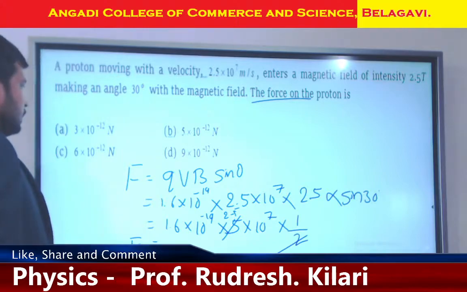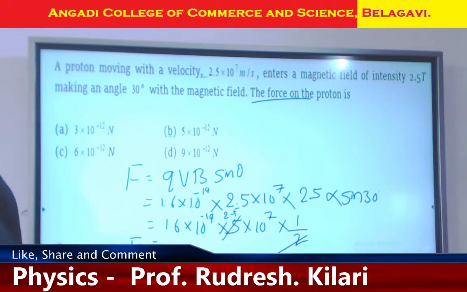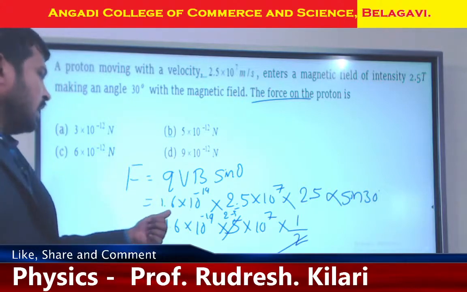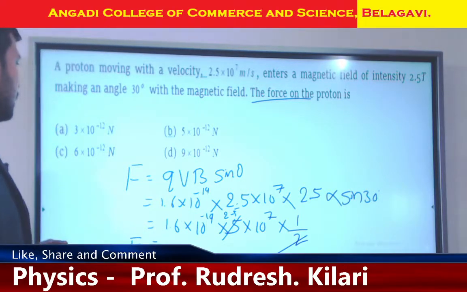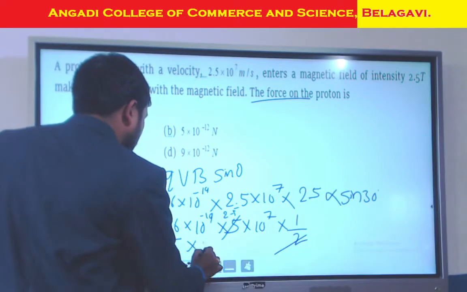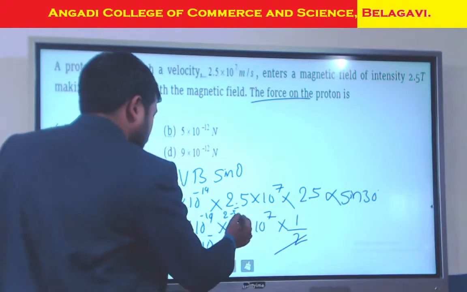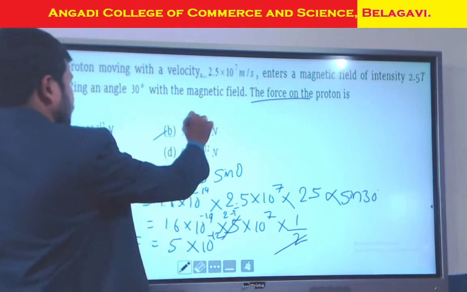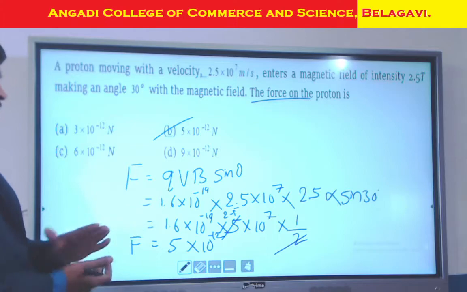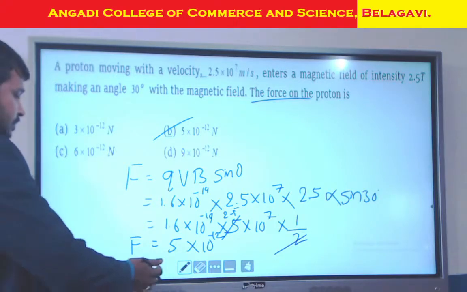F equals 1.6 into 2.5, that is 4. So the answer is 4 × 10^-12. Just simplify the solutions.